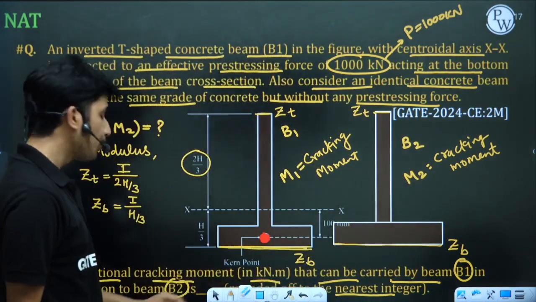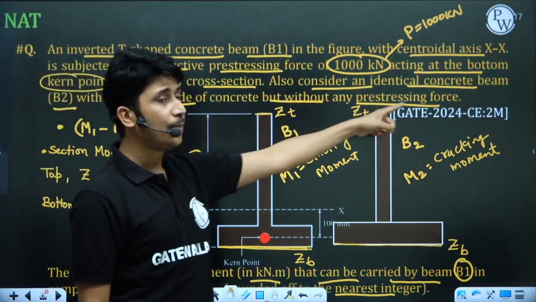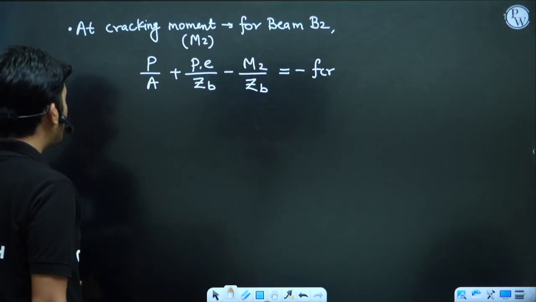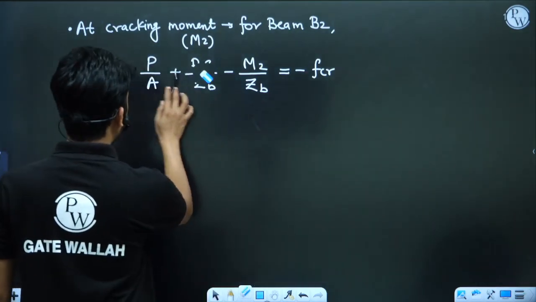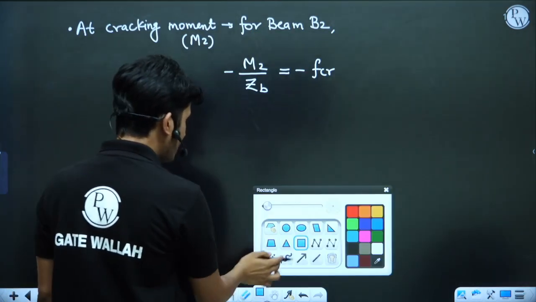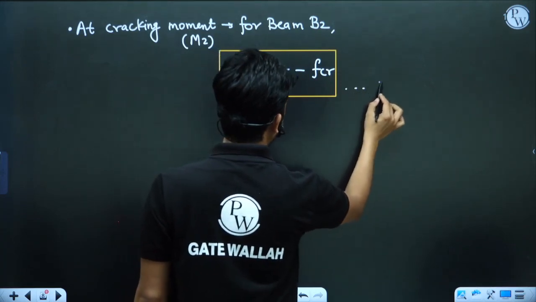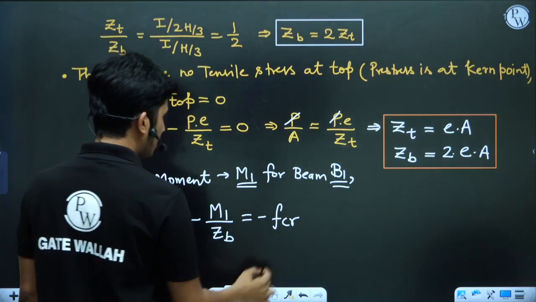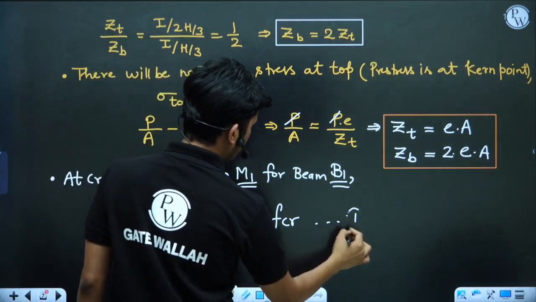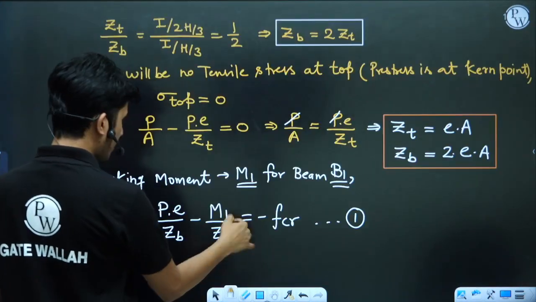It is written here that beam 2 is the beam with the same grade of concrete but without any pre-stressing force. So in beam 2 the P term will be 0. When the P term is 0, this term will be 0. Only minus M2 by Zb will be equal to minus fcr. So this will be the equation for beam 2 because there is no pre-stressing. Let's say this is equation number 2, and the earlier one is equation number 1.